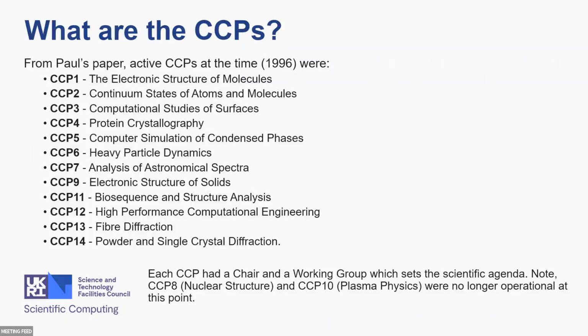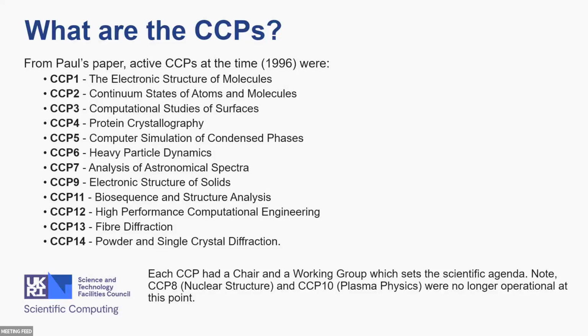At the time when Paul wrote this, there were 12 active CCPs. The two missing from here are CCP 8 on nuclear structure and CCP 10 on plasma physics, which were no longer active for whatever reasons at the time they ceased. They might have achieved what they wanted to do. They might not have been able to secure additional funding, but it covers a lot of the CCPs that were originally thought of by Phil Burke and other people in areas they wanted to tackle. One of the later ones was the one I was involved with, CCP12, on high-performance computational engineering.